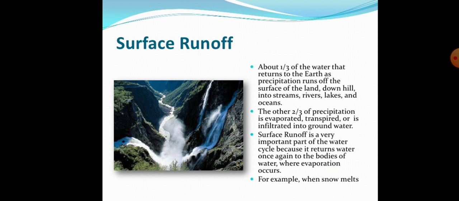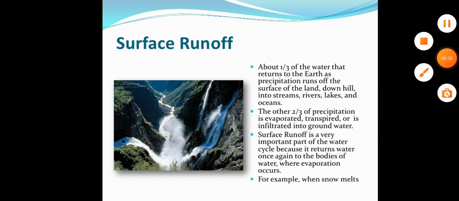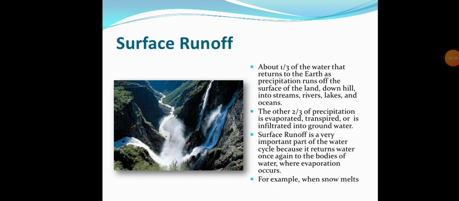The next one is surface runoff. About one third of the water that returns to the earth as precipitation runs off the surface of the land, then downhill into streams, rivers, lakes, and oceans. The other two thirds of precipitation is evaporated, transpired, or infiltrated into groundwater. Surface runoff is a very important part of the water cycle because it returns water once again to the bodies of water where evaporation occurs. For example, when snow melts, that is surface runoff water.